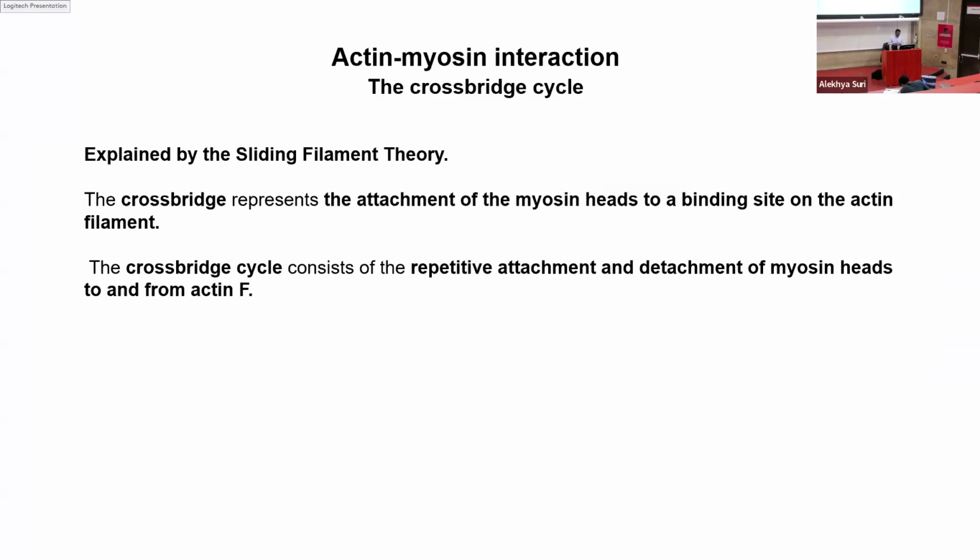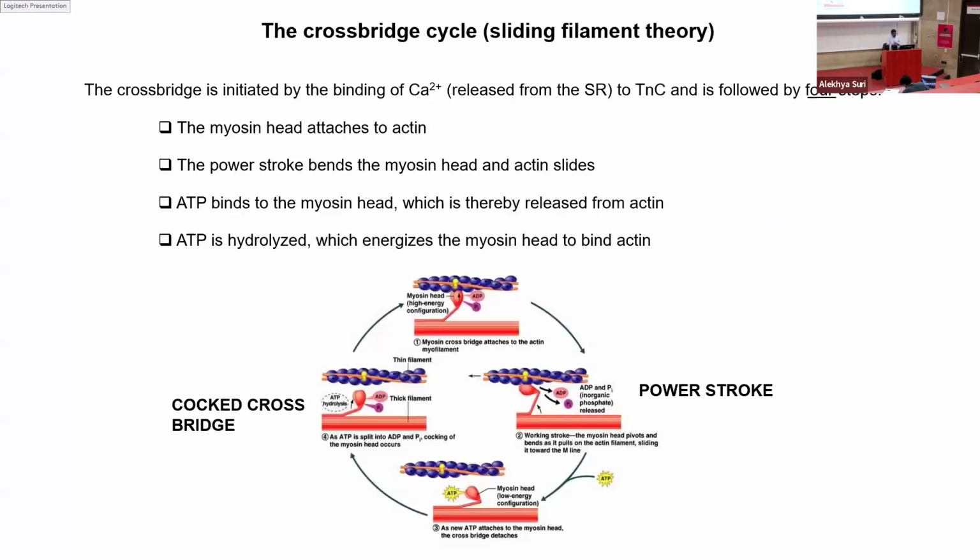Okay, so you might have studied this also, the actomyosin interaction, which is explained by cross-bridge cycling. Cross-bridge represents the attachment of the myosin head to the binding site on the actin filament, and the repetitive attachment and detachment of the myosin head to the filamentous actin is called the cross-bridge cycle. Initially this was proposed as a theory, but later on it has been proved. There are multiple small steps in the actomyosin interaction. We're going to see the major steps involved in a cross-bridge cycle.